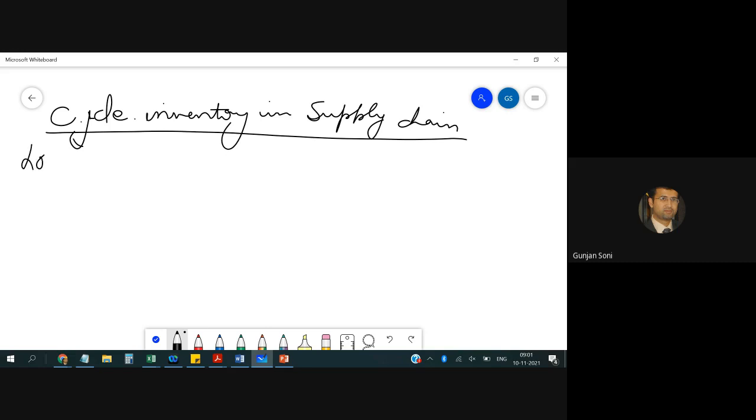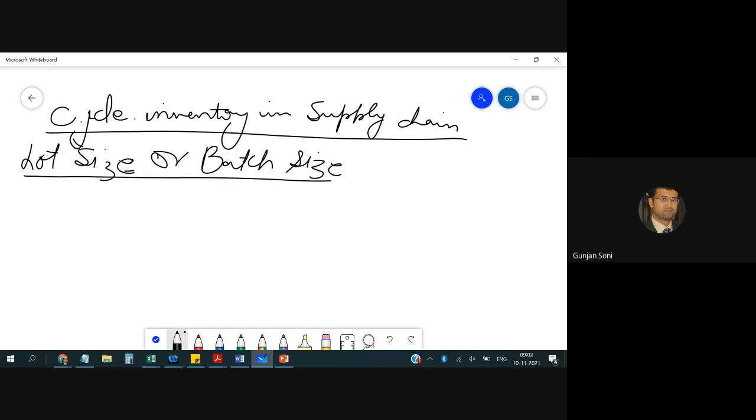That is, lot size is one term, or batch size. We also say batch size. So lot size or batch size is a quantity that a stage in supply chain either produces or orders. If you are manufacturing, you're going to make it, so in what quantity are you going to make it when you start making it at a given time.